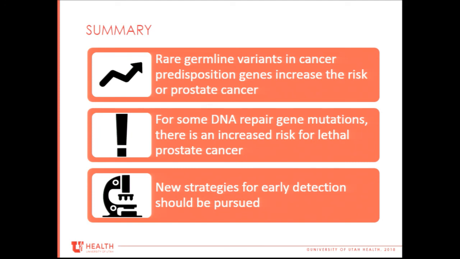So not a conclusion, but a summary: rare germline variants in cancer predisposition genes do increase the risk of prostate cancer. For some DNA repair gene mutations, we think there's an increased risk of lethal prostate cancer. We've been able to prove that, I think, pretty compellingly for BRCA1, 2, and ATM. It's not clear for the other genes that are more rare. And we really need new strategies for early detection, and we need to bring in other types of testing other than PSA testing to help find prostate cancers and treat the cancers that are likely to kill men. And with that, I thank you and would be happy to take questions.